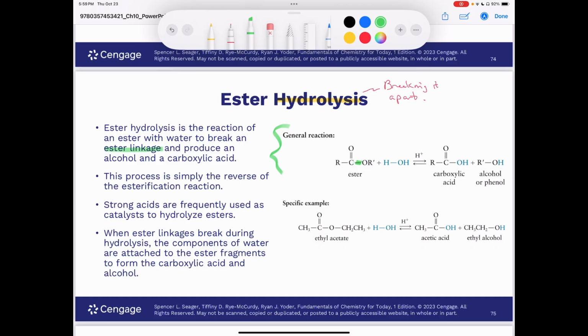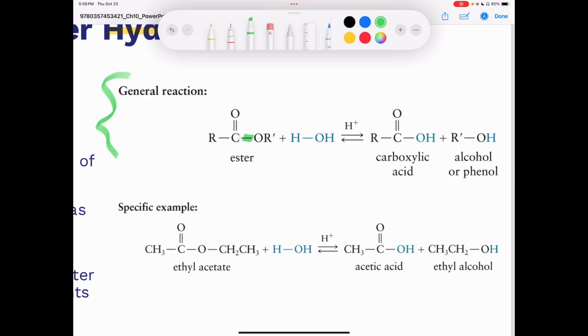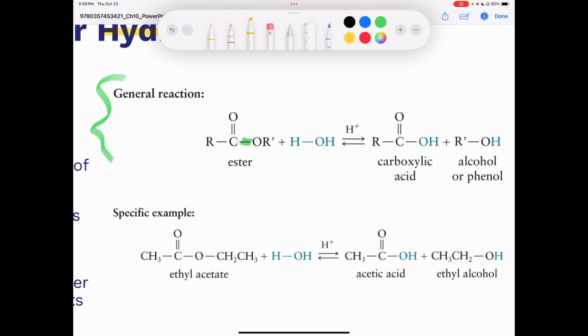Strong acids are frequently used as catalysts to hydrolyze esters. And when an ester linkage breaks during hydrolysis, the components of water are attached to the ester fragments to form the carboxylic acid and alcohol. So you can see in this example here on top, the general reaction, we break the ester linkage, but then we are going to attach the OH from our water to the carbonyl carbon that I had highlighted in yellow, and you're going to attach this H to the oxygen of your alcohol.